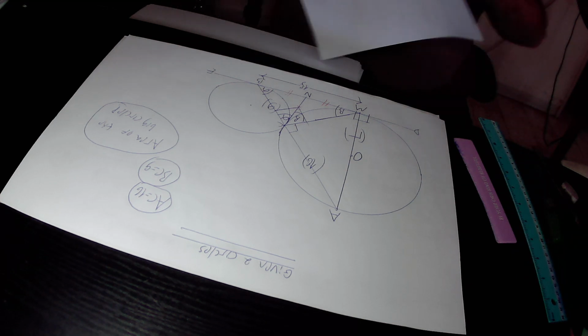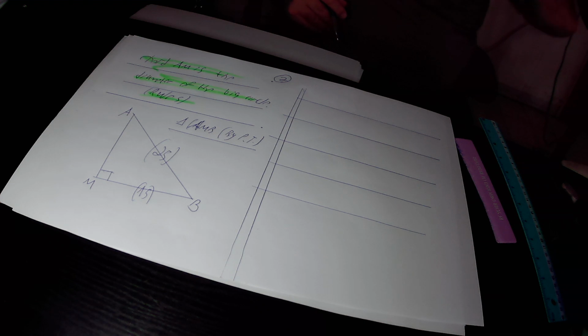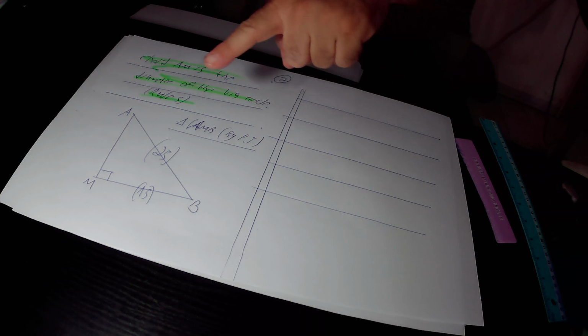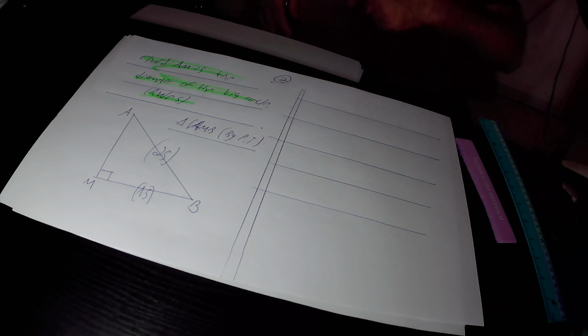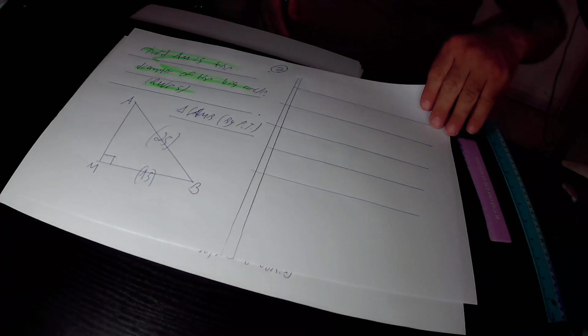So actually, this is triangle AMB that is covered from the original drawing. According to the Pythagoras theorem, in this triangle AMB, AB squared, that is the square of the hypotenuse, equals AM squared plus MB squared. So I write it down.